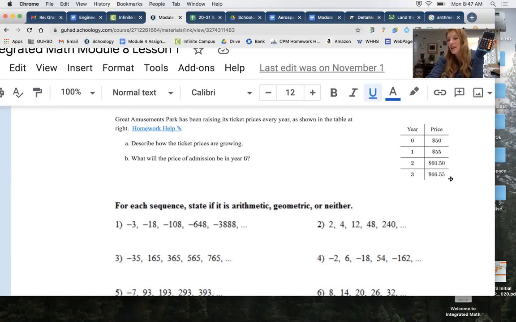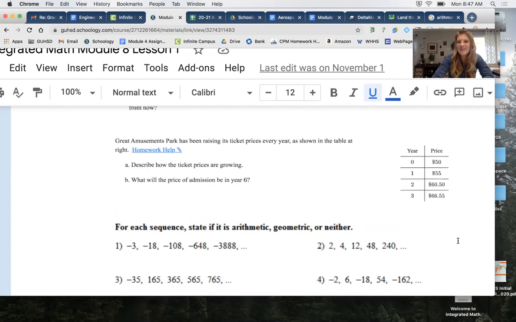So in order to get year four, I would take my 66.55 and I'd multiply times 1.1. That's my ratio, R equals 1.1. So it would be $73.20. And then the next year, I do the same thing, times 1.1. $80.53 is what I'd have to charge for admission. So that shows you that. It says, what would it be in year 6? I could keep on going by multiplying by 1.1.